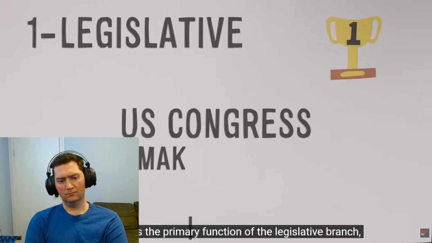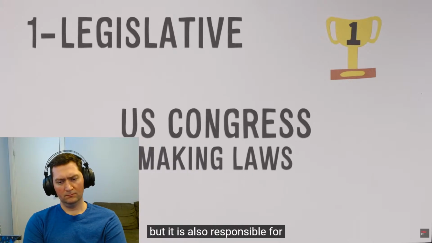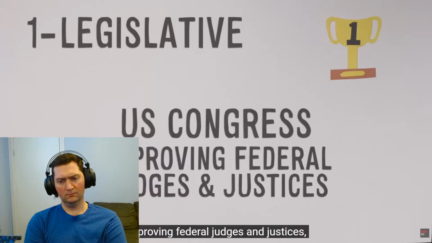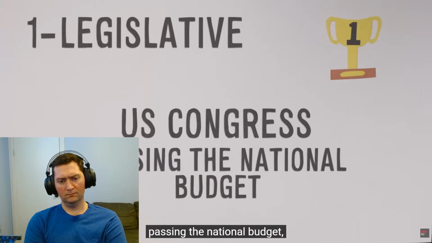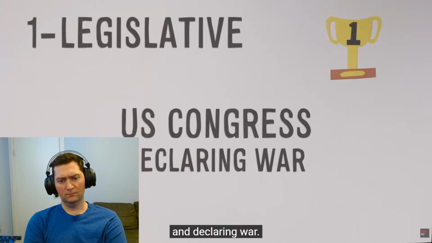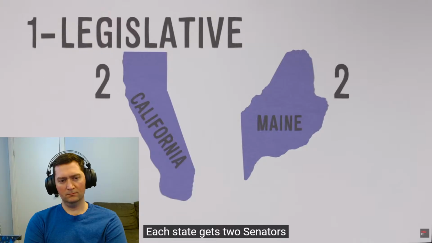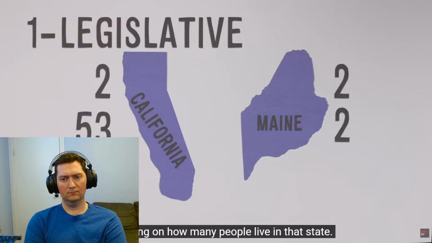Making laws is a primary function of the legislative branch, but it is also responsible for approving federal judges and justices, passing the national budget, and declaring war. Each state gets 2 senators and some number of representatives depending on how many people live in that state.